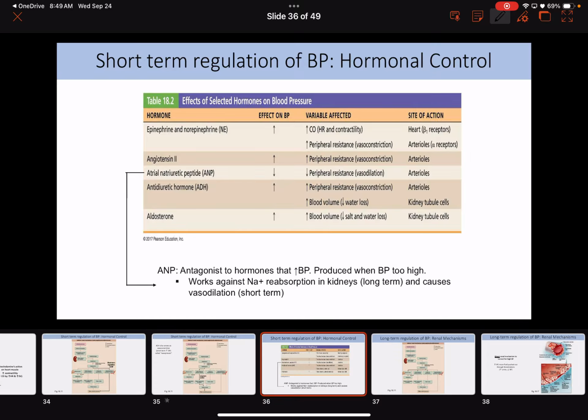One new hormone that you haven't learned before, so this would be one to add to your hormone flow chart, is ANP. Atrial natriuretic peptide. Where do you think that's produced? In the atria. So it's going to be actually produced by the heart. So the atrial natriuretic peptide is an antagonist to hormones that increase blood pressure. And specifically, it's an antagonist to aldosterone.